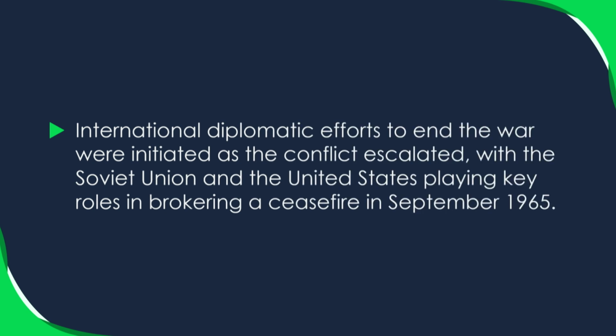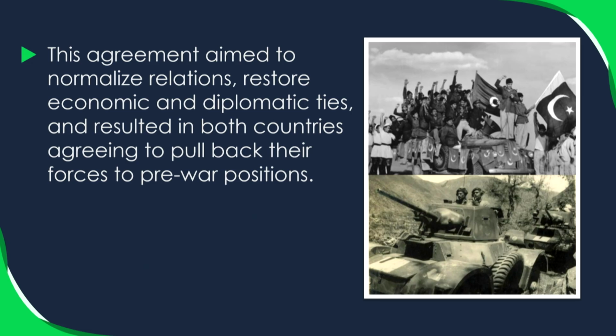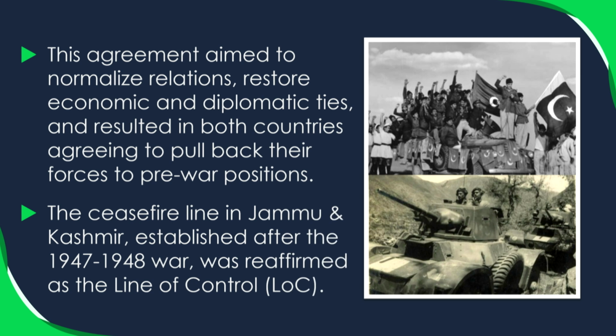International diplomatic efforts to end the war were initiated as the conflict escalated, with the Soviet Union and the United States playing key roles in brokering a ceasefire in September 1965. Subsequently, in January 1966, Indian Prime Minister Lal Bahadur Shastri and Pakistan President Ayub Khan met in Tashkent in Uzbekistan, where they signed the Tashkent Agreement. This agreement aimed to normalize relations, restore economic and diplomatic ties, and resulted in both countries agreeing to pull back their forces to pre-war positions. The ceasefire line in Jammu and Kashmir, established after the 1947 to 1948 war, was reaffirmed as the Line of Control.